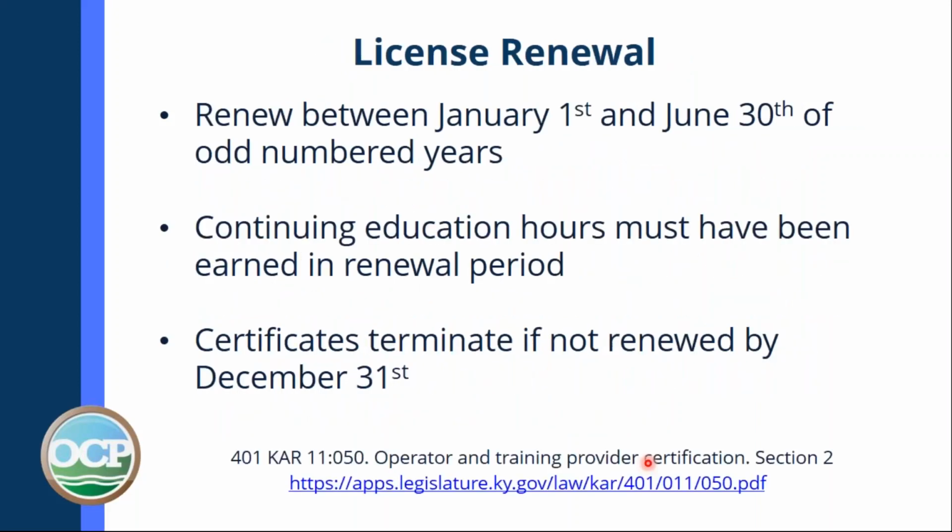Next section looks at all classifications, and this is in regard to when you can renew your license. You renew between January 1st and June 30th of odd numbered years. So for wastewater, it'd be in 2021 and 2023 and so on. Any continuing education hours that you must have are to be earned within that renewal period. For a Class 1 and 2, it's 12 hours. For a Class 3 and 4, it's 24 hours.